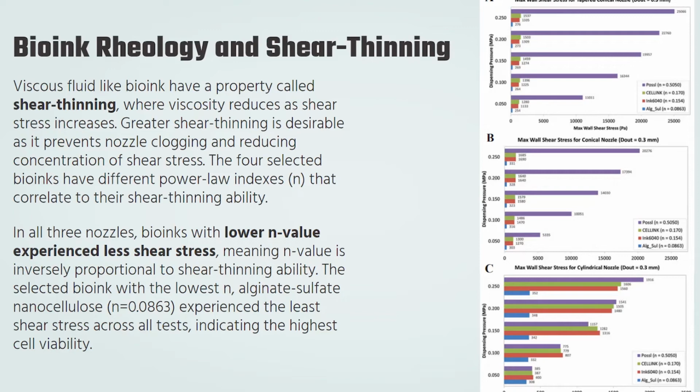In all three nozzles, bioinks with lower N value experience less shear stress, meaning N value is inversely proportional to shear thinning ability. The selected bioink with the lowest N, alginate sulfate nanocellulose, with N is 0.0863, experiences the least shear stress across all tests, indicating the highest cell viability, like you can see in the figure on the right-hand side.